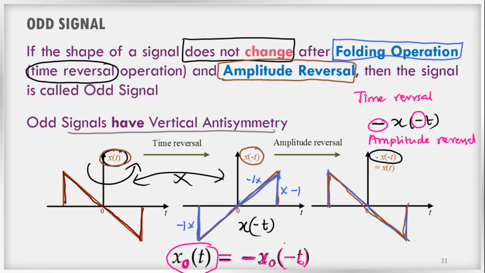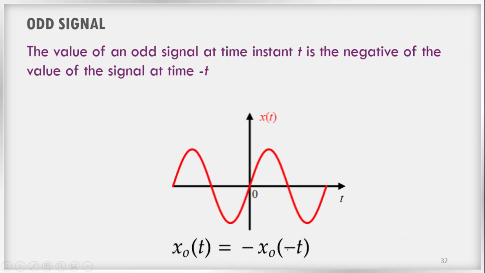So here two operations need to be performed. This is time reversal and this is amplitude reversal. If we get back the original signal after these two operations of time reversal and amplitude reversal, then we say that such signals have vertical antisymmetry, and we call such signals odd signals. I hope you got the idea about odd signal.